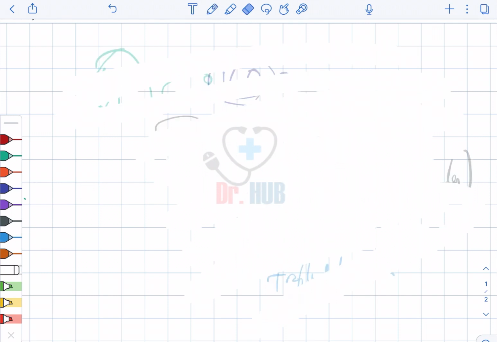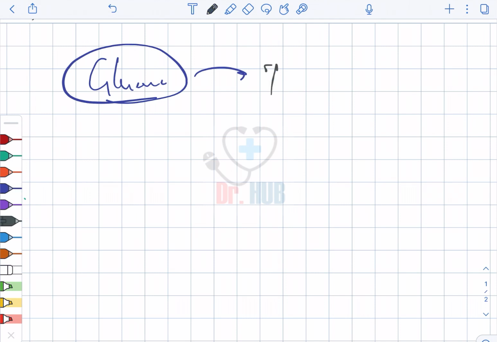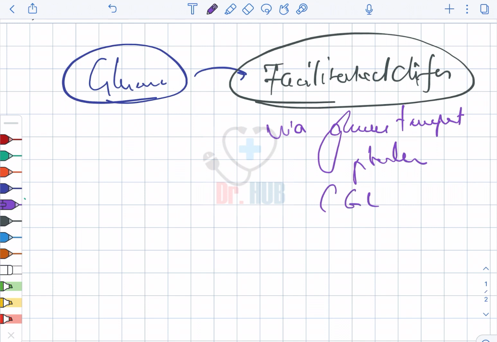Next, we look at another substance, glucose. Glucose can also cross the placenta. It is by facilitated diffusion, and this diffusion occurs via the glucose transport proteins, which are nothing but the GLUTs.